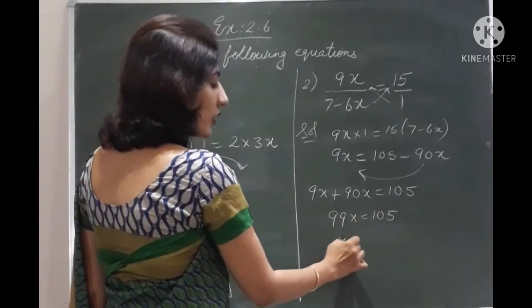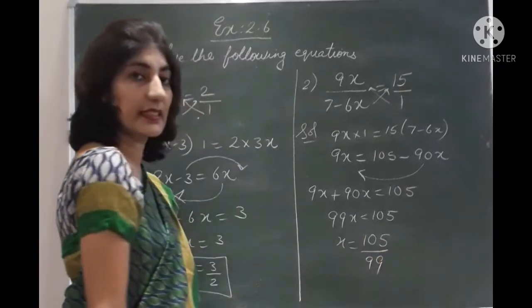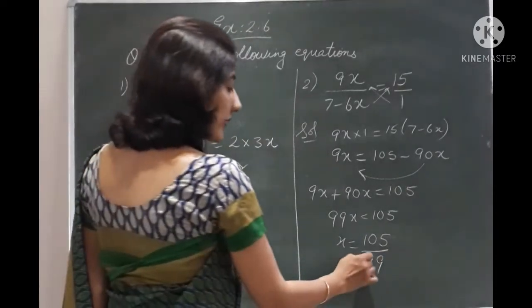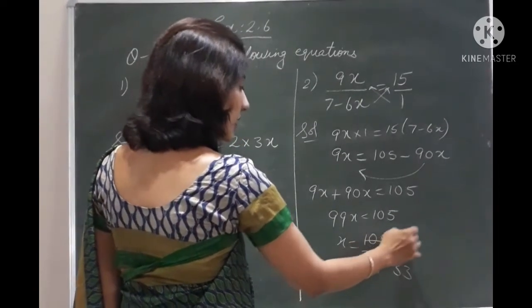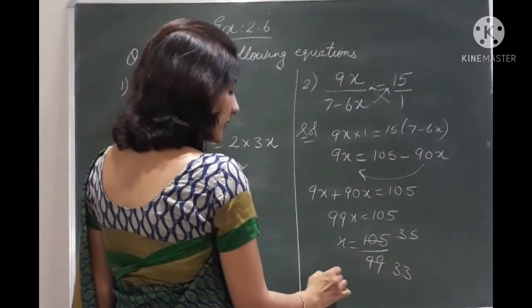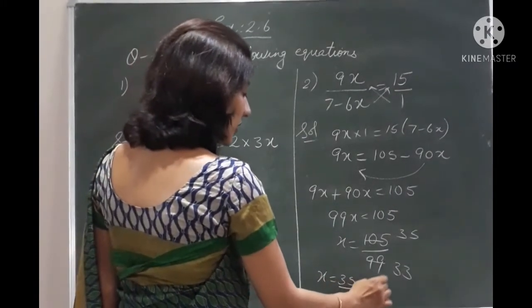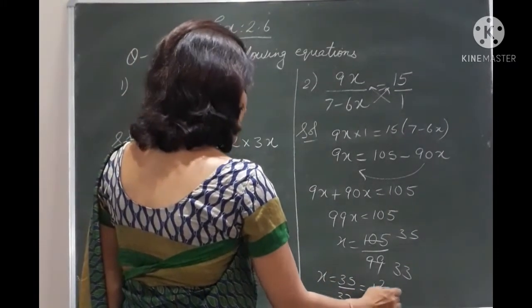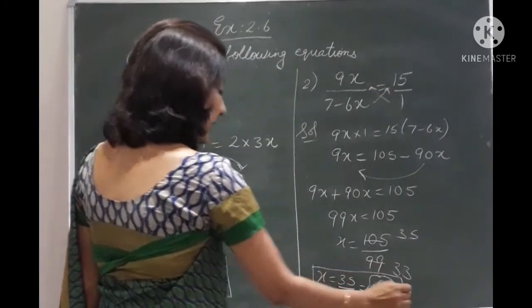To find the value of x, 105 divided by 99. You can cancel this by 3. 33 will come here. 3 3s are 9, 15, 3 5s are 15. So x equals 35 by 33, because it is an improper fraction. Change it to a mixed fraction. So 1 2 upon 33 is the value of x.